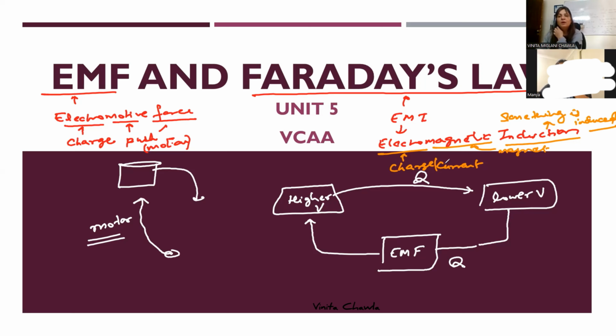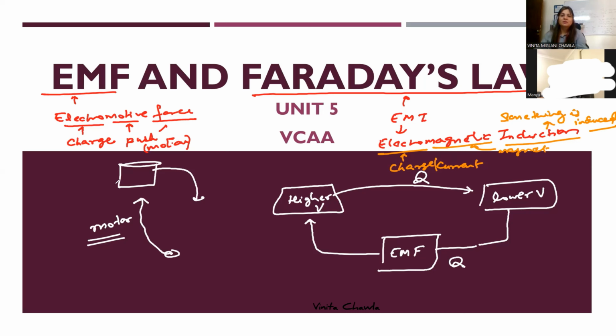Now, how will you define EMI? What does induced mean? Induced is, we can say, produced. So current is produced. We change the magnetic field and current is produced, even if there is no source of potential difference or battery or any cell or anything.